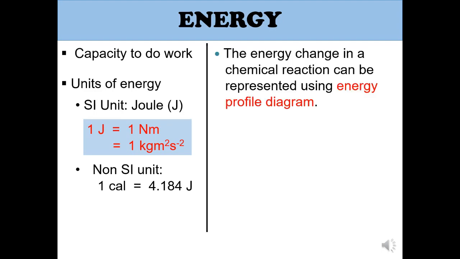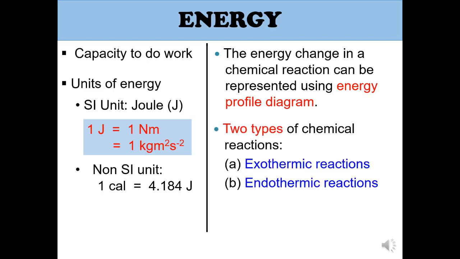The energy change in a chemical reaction can be represented using an energy profile diagram. There are 2 types of chemical reactions: exothermic reactions and endothermic reactions.